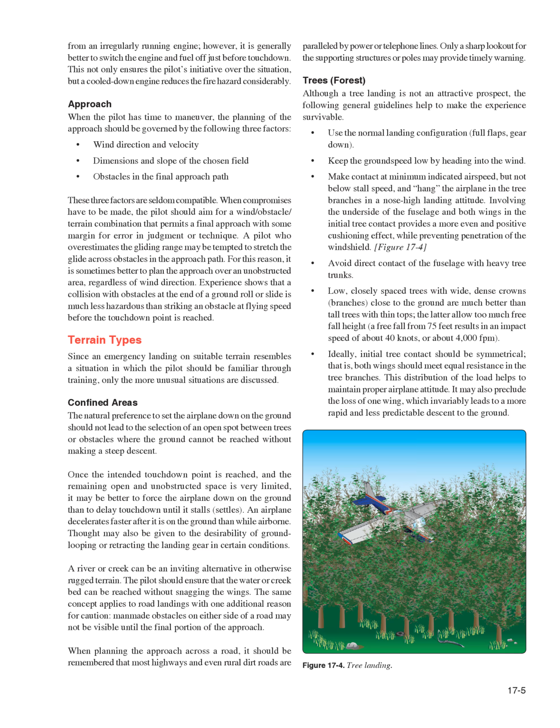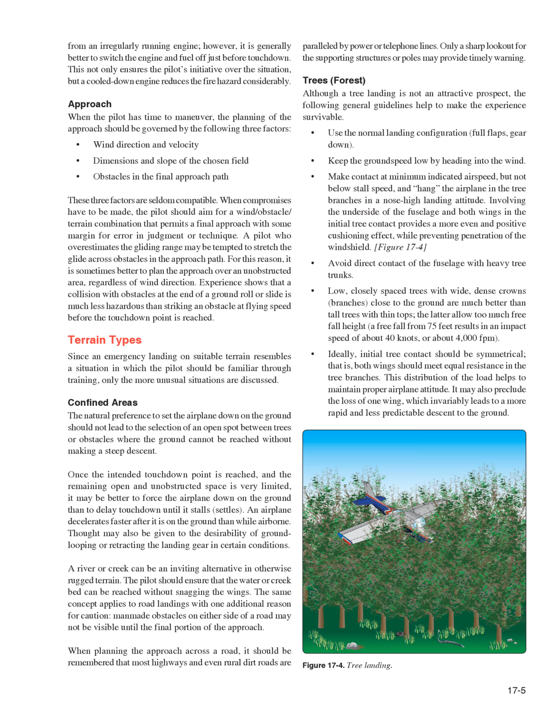Figure 17-4: avoid direct contact of the fuselage with heavy tree trunks. Low, closely spaced trees with wide, dense crowns, branches close to the ground are much better than tall trees with thin tops. The latter allow too much free fall height. A free fall from 75 feet results in an impact speed of about 40 knots, or about 4,000 fpm.